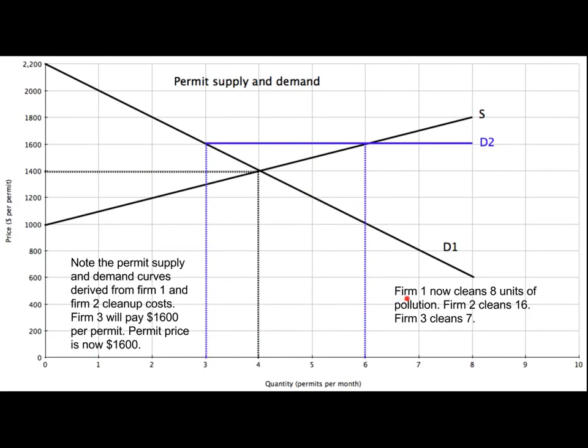So Firm one, without any trading, would have had to clean up 11. They buy 3 permits. Now they have to clean up 8. Firm three started with 10 units of pollution, bought 3 permits, so they now have to clean up 7. Firm two started with 10 permits. They sold 6 of them, so their cleanup responsibility increases from 10 to 16 as a result. So that's our answer. Practice this one. Sorry that this screencast is coming sort of late, but hopefully you have time to do some practice on these.